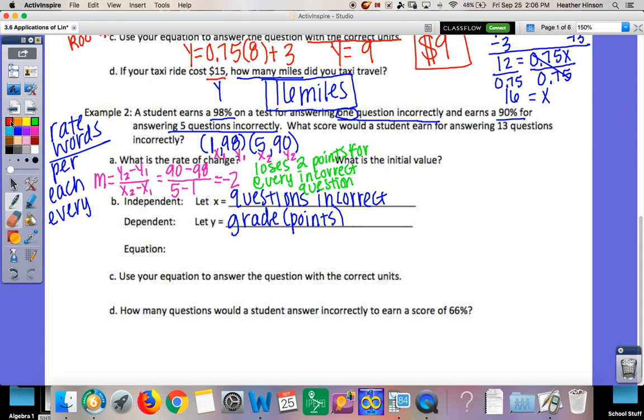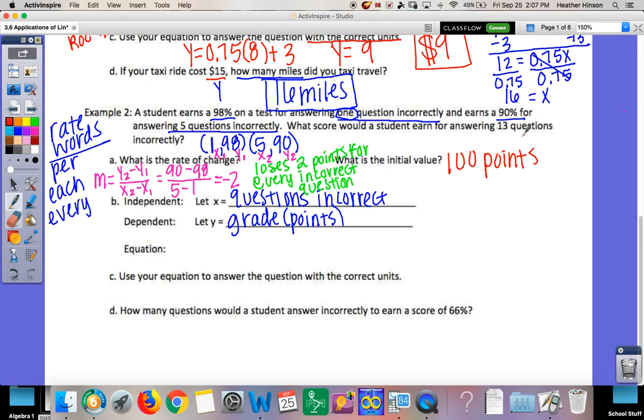What's the initial value? What do you start with? When you take a test, before you get anything wrong, what is your grade? If you haven't missed a single question, well, you start with 100 points.